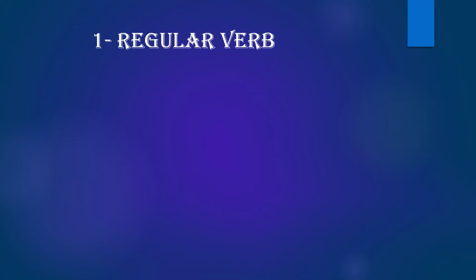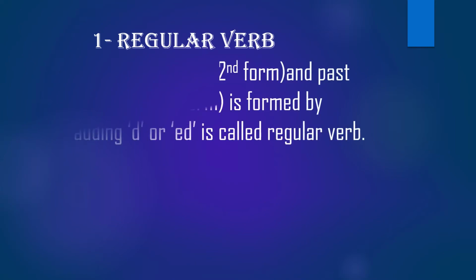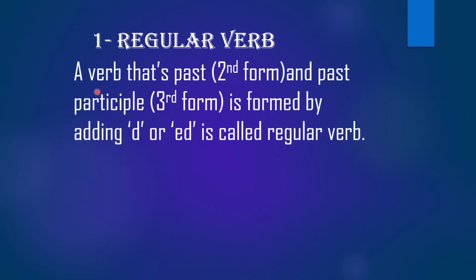Now see the first type, that is called regular verb. Regular verb: a verb whose past or second form and past participle, third form, is formed by adding d or ed is called regular verb.